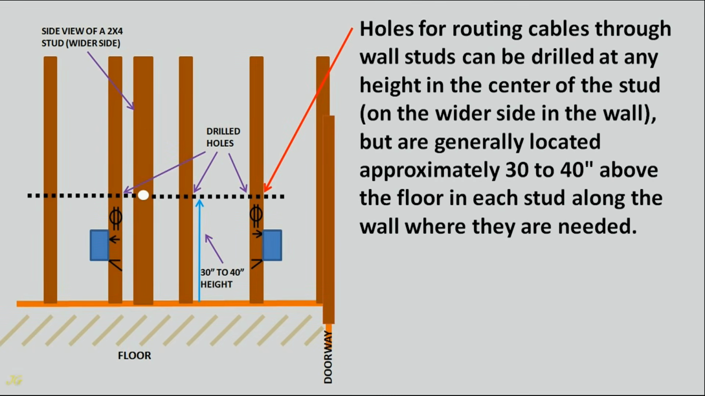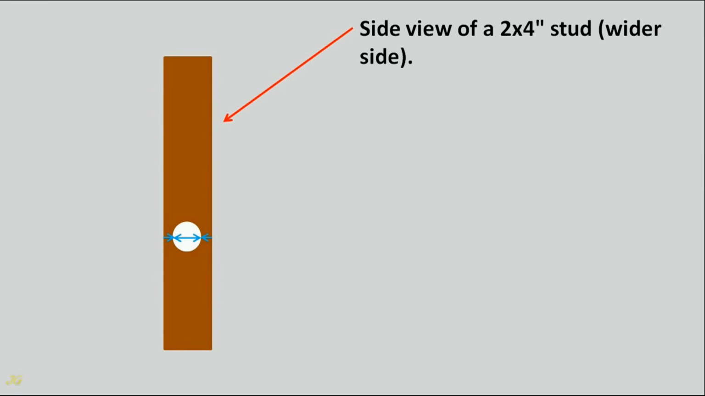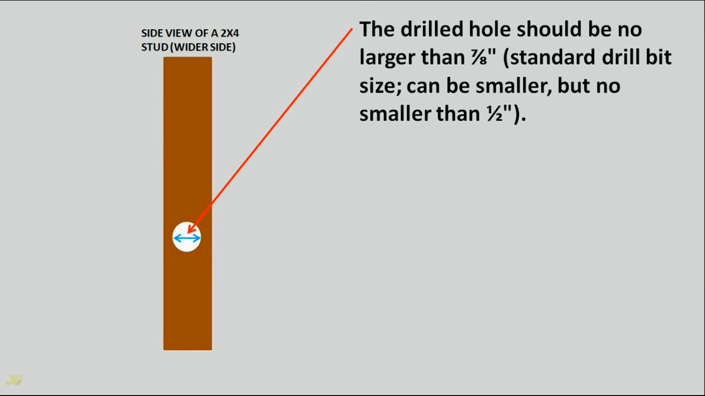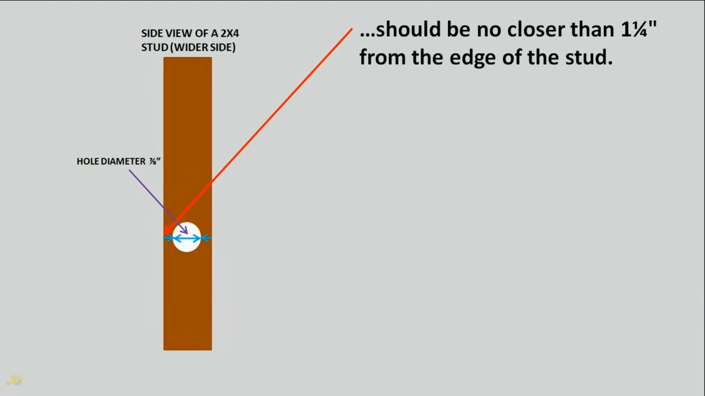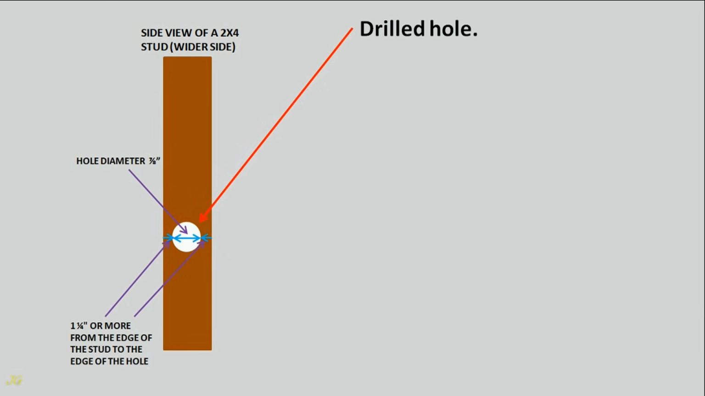Holes for routing cables through wall studs can be drilled at any height in the center of the stud, on the wider side in the wall, but are generally located approximately 30 to 40 inches above the floor in each stud along the wall where they are needed. Side view of a 2 by 4 inch stud, wider side. The drilled hole should be no larger than 7/8 inch, standard drill bit size, can be smaller, but no smaller than 1/2 inch. The edge of the hole should be no closer than 1¼ inch from the edge of the stud. Drilled hole.